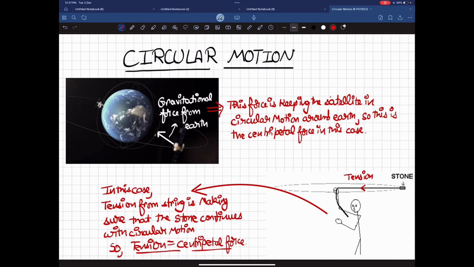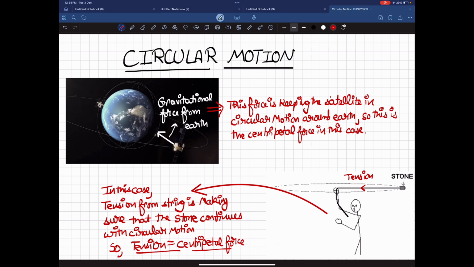Now, before moving on to those topics, we first of all need to understand what is centripetal force. We all know that centripetal force is the force acting towards the center of the circle, but the question is: is it some specific type of force that has a particular formula? Or are there multiple formulas for centripetal force? What is it actually? So, centripetal force is the force which keeps the object rotating in a circle.